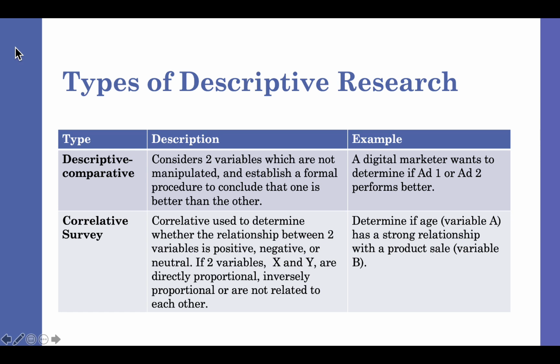So as a digital marketer, you're going to test the results of each one of those ads and determine which one performs better. You could do that with copy on the same ad. You could do that with different colors, etc., different product descriptions. So you are not going to manipulate it. You're just looking at which one is better than the other.